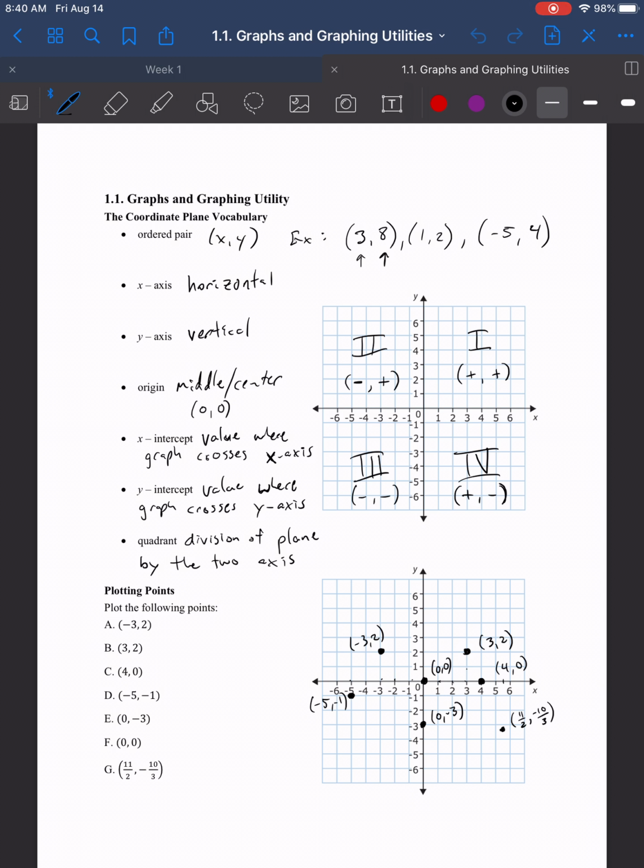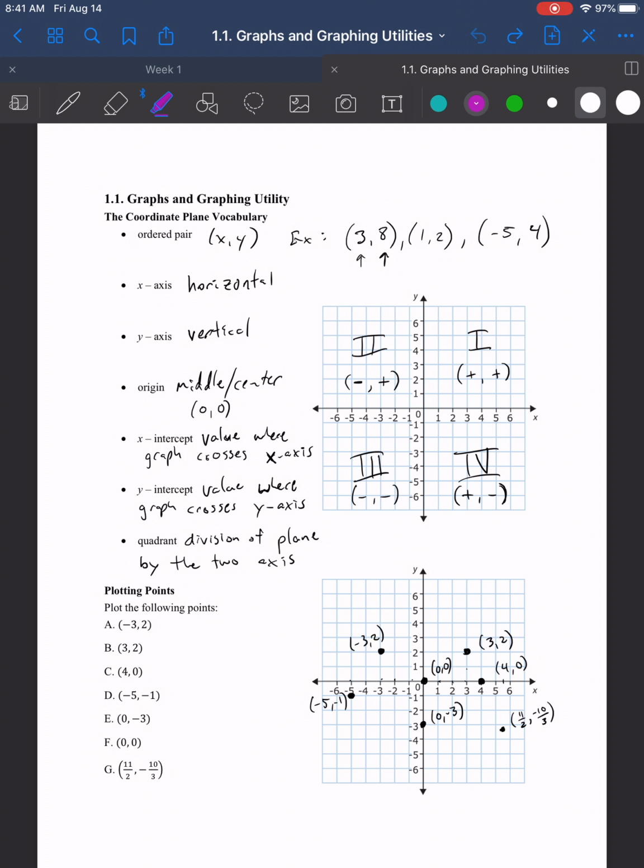So let's start with graphs and graphing utilities. Here we've got the coordinate plane vocabulary. First off is an ordered pair. This is something like you would see like x comma y. It basically tells you a set of numbers that go together and the order, hence an ordered pair. So it's a pair and they're in a certain order.